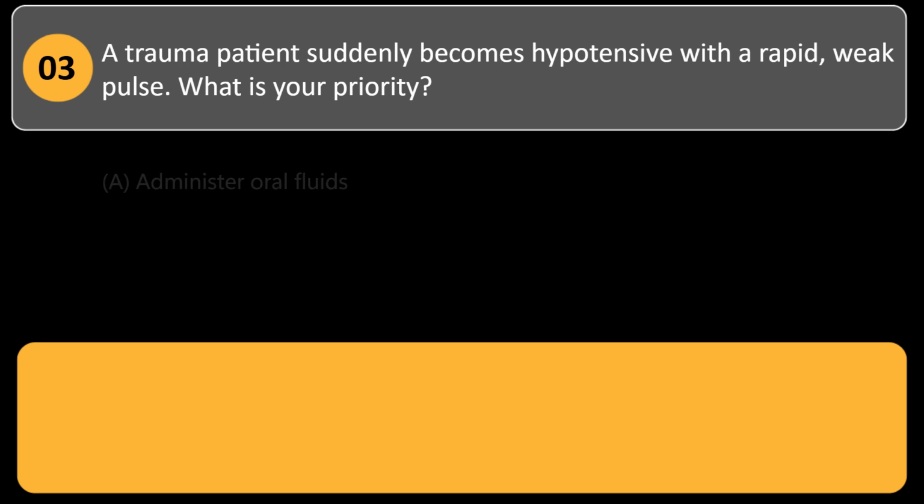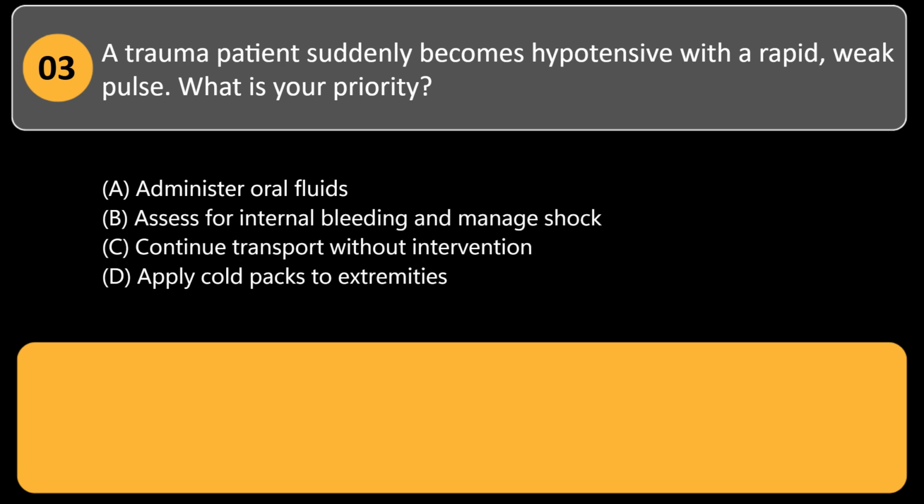A trauma patient suddenly becomes hypotensive with a rapid, weak pulse. What is your priority? A. Administer oral fluids. B. Assess for internal bleeding and manage shock. C. Continue transport without intervention. D. Apply cold packs to extremities.